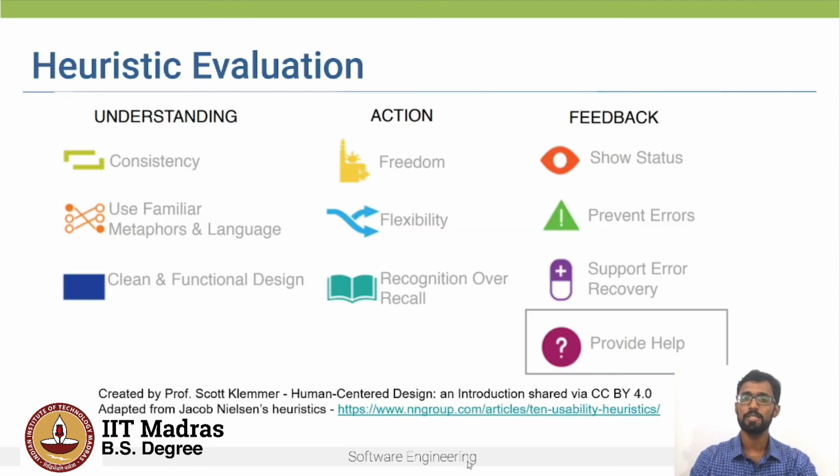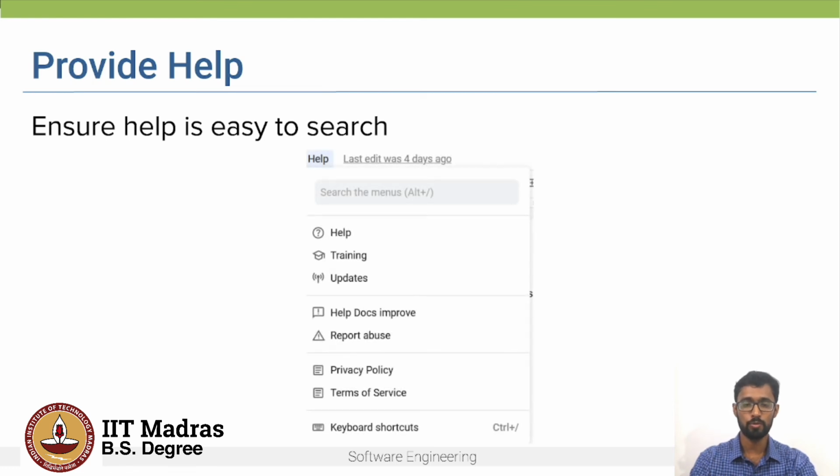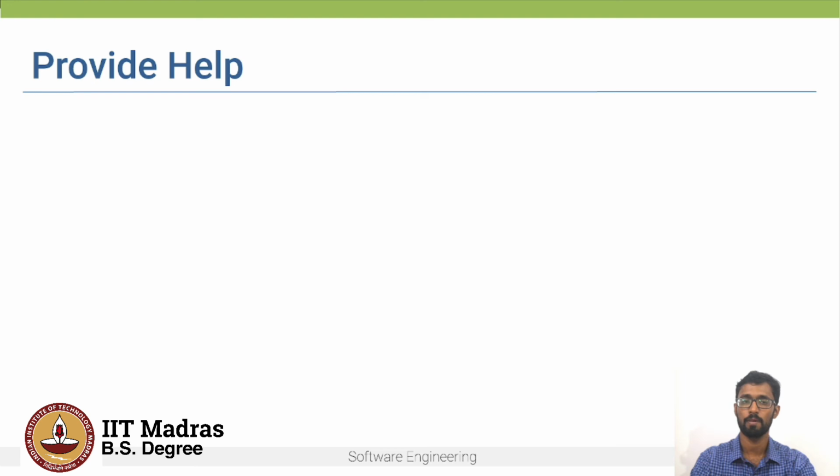The final heuristic is providing help to users. We need to ensure that help is easy to search, and you must have seen that most tools have a menu item known as help, which provides important help topics, trainings, updates, etc. Another important aspect is to provide help in context, right in time, when and where the user needs it.